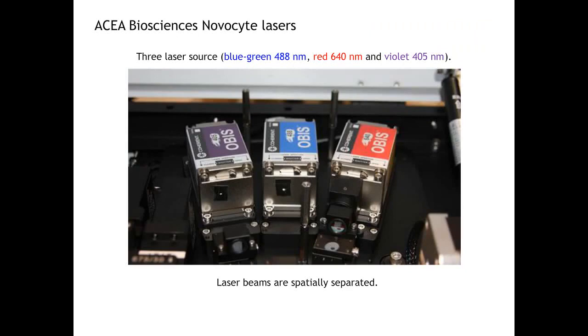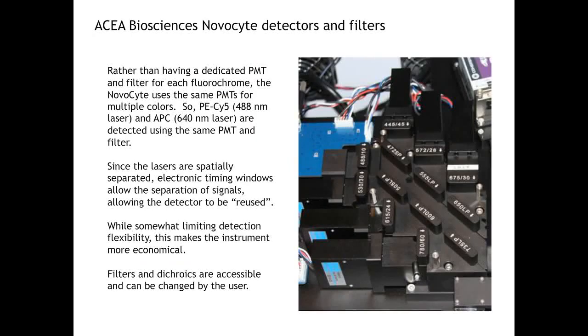The NovaSight takes advantage of this. It has 3 coherent lasers, very small units that it uses for excitation of fluorescent probes, a blue, a red, and a violet. The laser beams are spatially separated, like they are on traditional instruments. The NovaSight also takes advantage of PMT sharing, which is another interesting development in lowering the cost of cytometers.